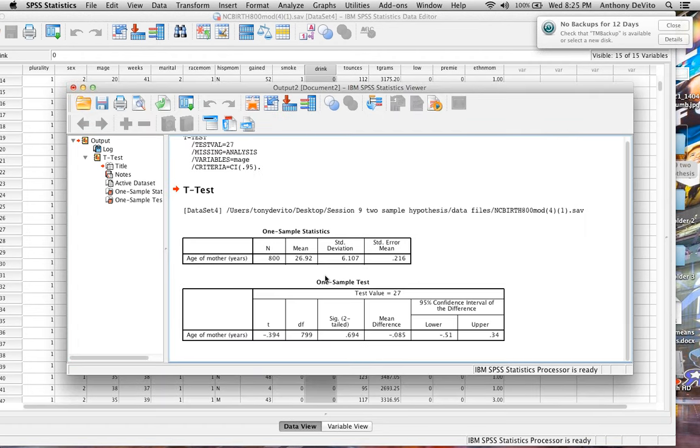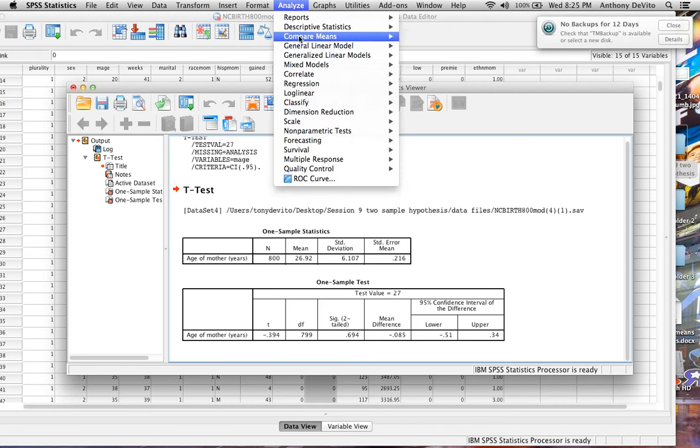Well, it tells me the mean for the age, oh, look at that. I got pretty close, right? The age of the mothers in North Carolina averaged 26.92. That's pretty good. I didn't know what it was. That's a pretty good guess, right? And the standard deviation and standard error. And the t-score came out to be only 0.394. It's negative because the sample was smaller than the mean that I was comparing it to. And the significance is not low enough to reject the null hypothesis.